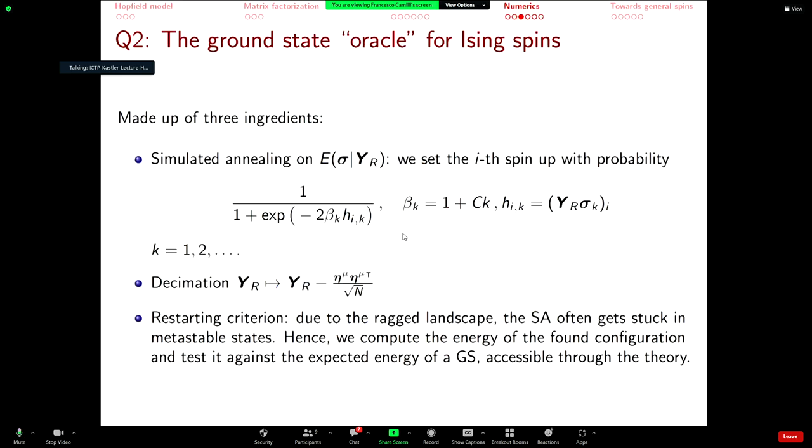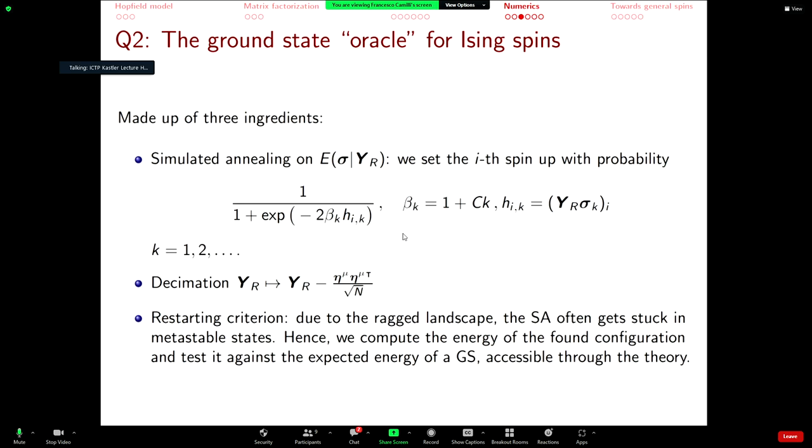The answer is yes to this specific question. We have formulated this ground state oracle that is made up of three ingredients. The first one is a simulated annealing routine to look for the ground states of this energy that can be very rugged in principle, okay? The second one is, of course, decimation. So once you have converged somewhere that you accept as a pattern or as a column, you subtract it, and then you run the simulated annealing routine again.